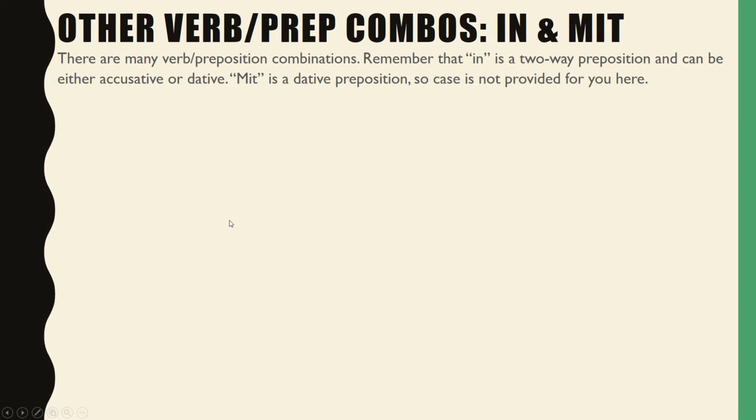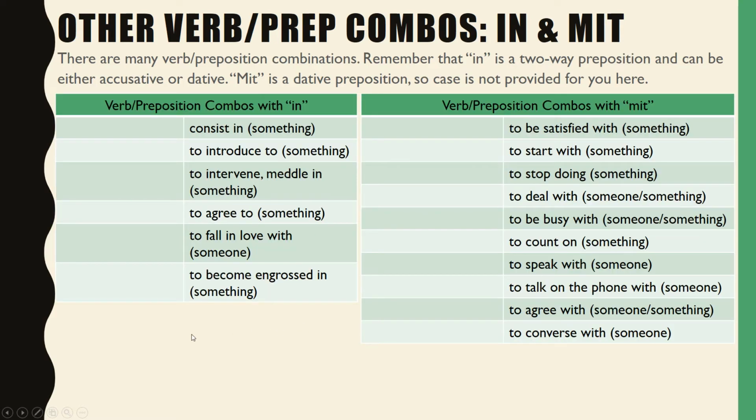Next is in and mit. There are many verb preposition combinations. Remember that in is a two-way preposition and can be either accusative or dative. Mit is a dative preposition, so case is not provided for you here. If you wish to practice, pause the video now.